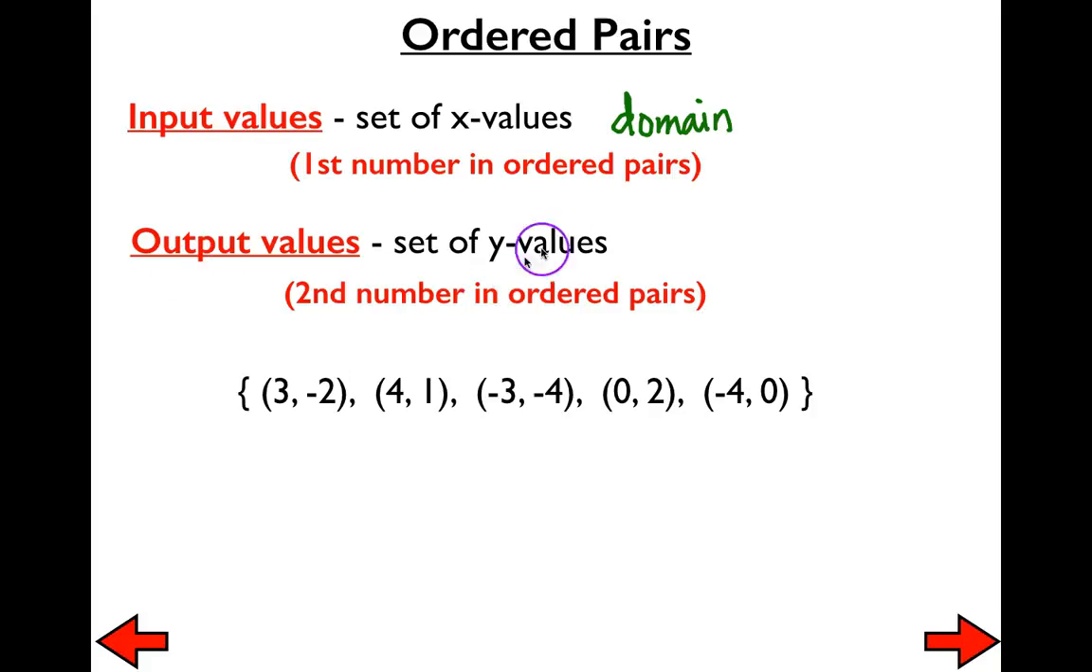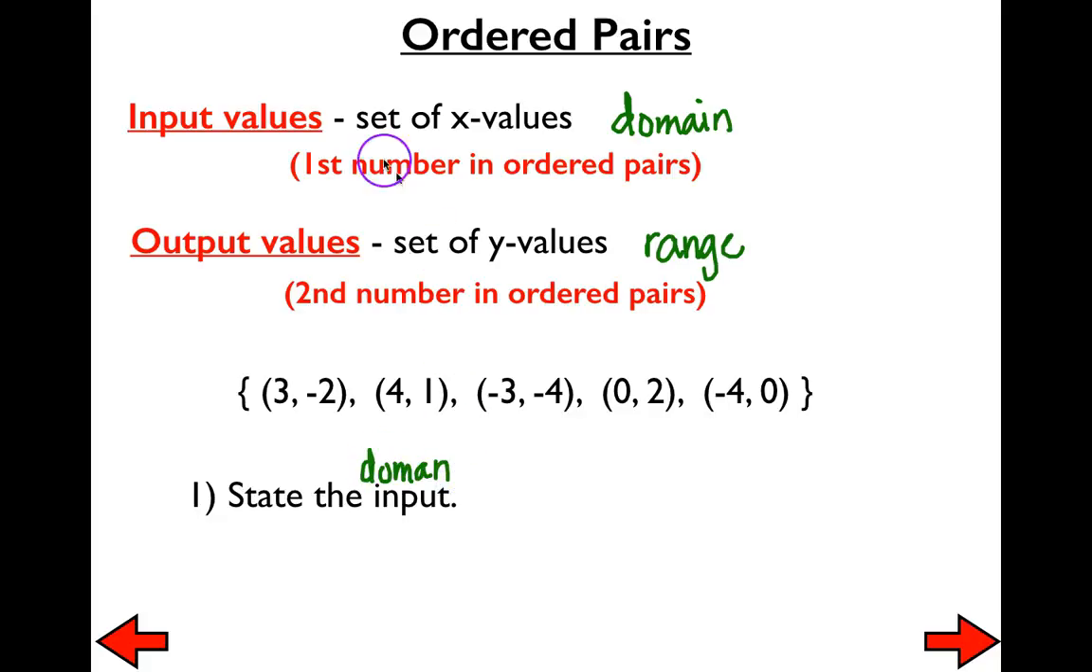Another word for output or y values is going to be the range. So now, if they ask me to state the input, they could also ask me to state the domain. They mean the same thing. I'm going to go ahead and list the x values, or in other words, the first numbers. So what are the x values? The first numbers, which are 3, 4, -3, 0, and -4. So notice when I write them, I use these special brackets to represent the list. So I wrote {3, 4, -3, 0, -4}.